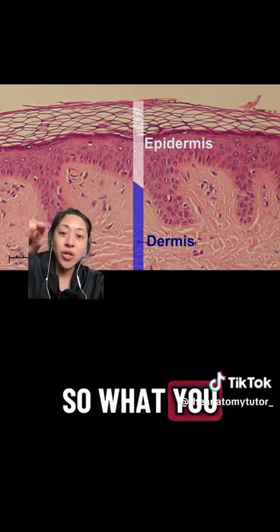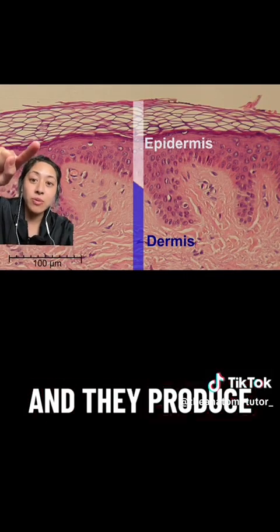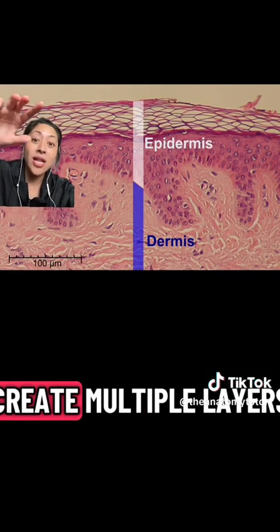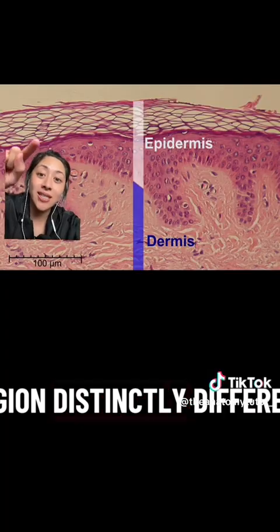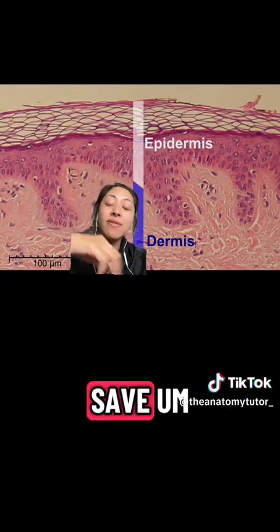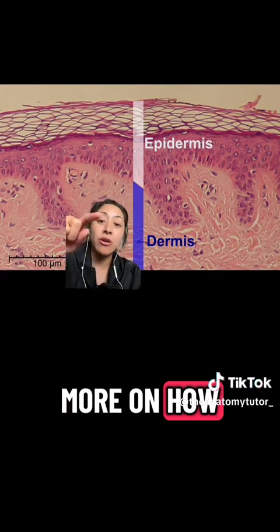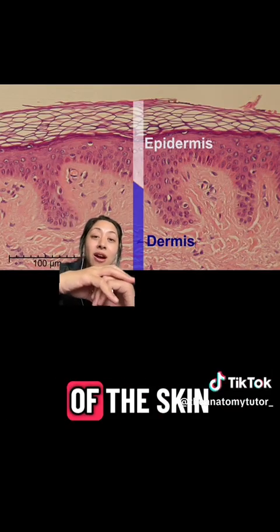squamous cells. What you can see here is that these are the same cells, and they produce more and more through mitosis to create multiple layers. What makes the cells going upwards from the basal region distinctly different is the fact that they've lost their nucleus.